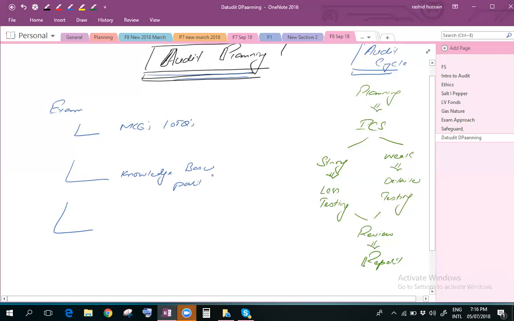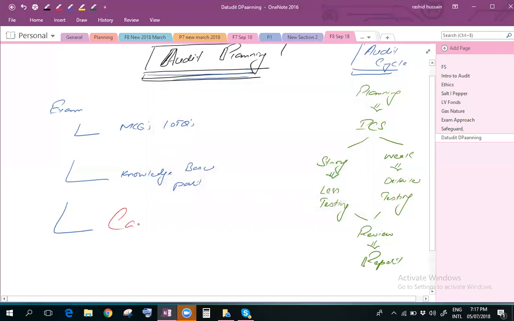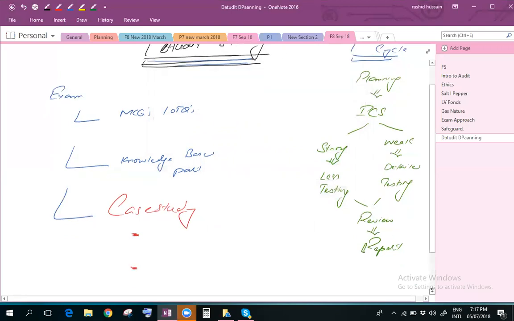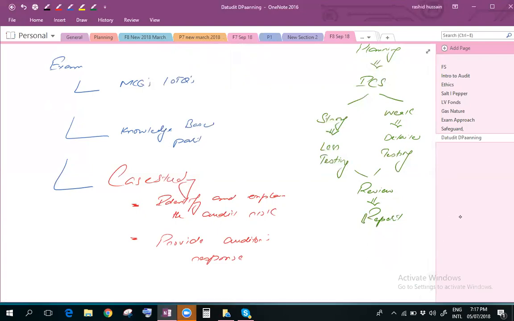And the third and the most important thing, let me write this in a different color, is that the examiner is going to give you the case study. Normally, or most of the time, the question we have from the planning area is: identify and explain the audit risk, or just explain the audit risk, or just identify the audit risk, and provide the auditor's response.